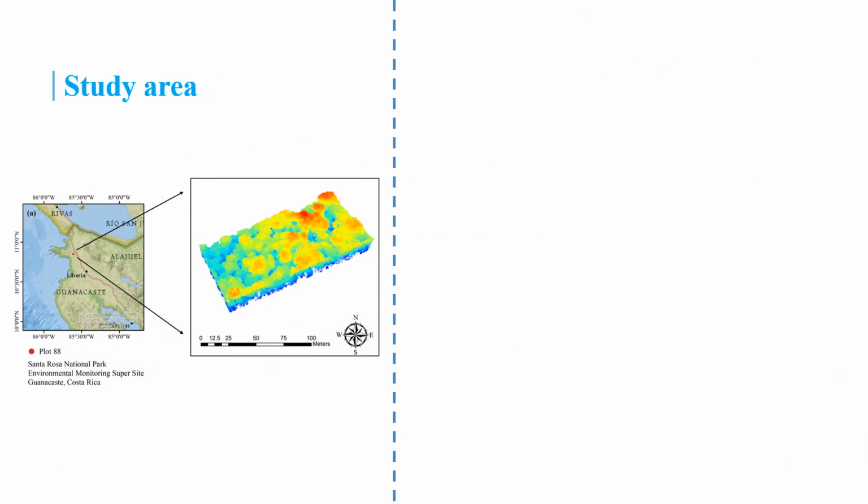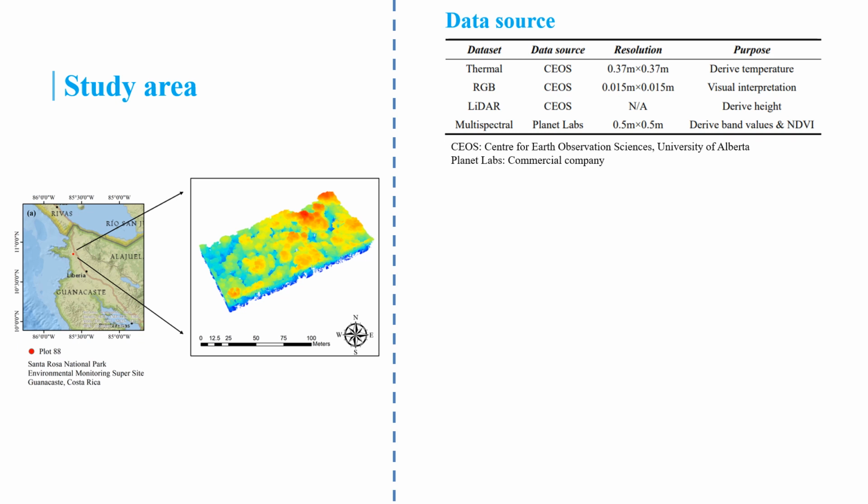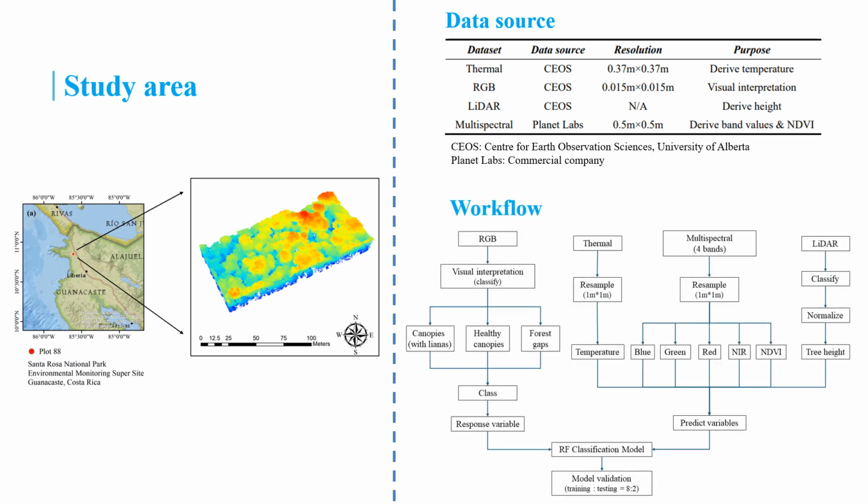This project was carried out in a specific liana-infested forest patch of Santa Rosa National Park, Costa Rica. I used different remote sensing data sets according to corresponding objectives. And this flowchart summarizes the basic and the key steps in this project. Based on a high-resolution RGB photo, I classified lianas, healthy canopies, and forest gaps. It's like a visual interpretation process.